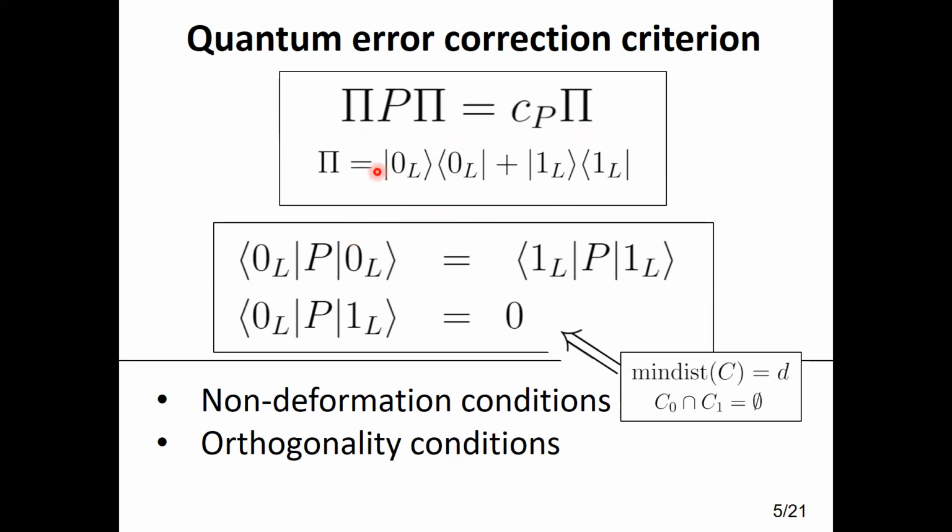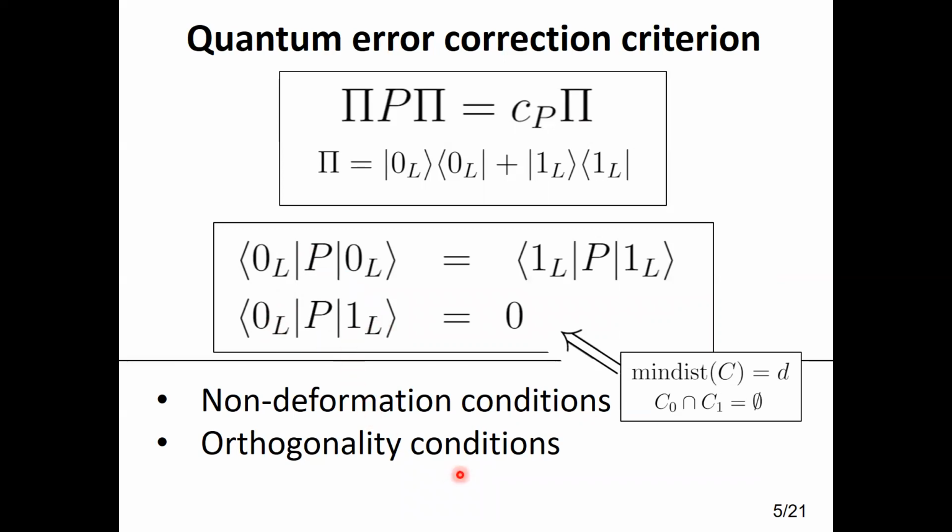As you can see, in the simple case when pi has this form, we can just rearrange this matrix equation and get these scalar quantities over here. The first scalar equation is what we call the non-deformation condition, because really the zero sandwich is the same size as the one sandwich. I call these sandwiches. What's in between the sandwich is the Pauli error that we want to check.